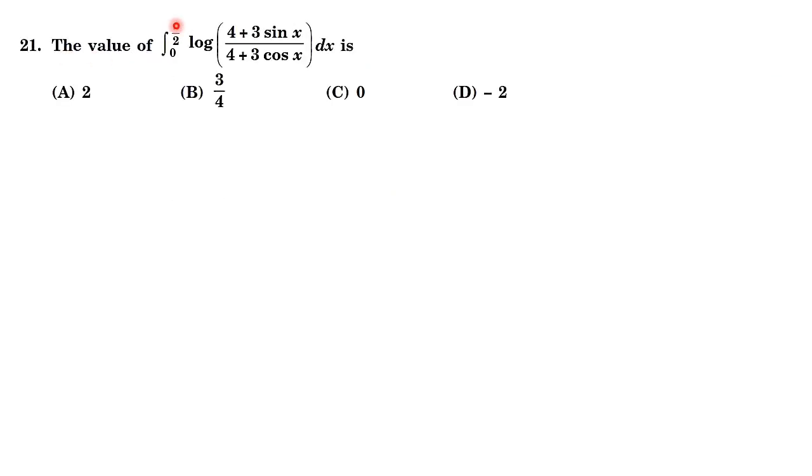Move on to the last question. The value of integral 0 to pi by 2 log of 4 plus 3 sin x by 4 plus 3 cos x dx is: 2, 3 by 4, 0, minus 2. So this question, the correct option you have to find out as homework.